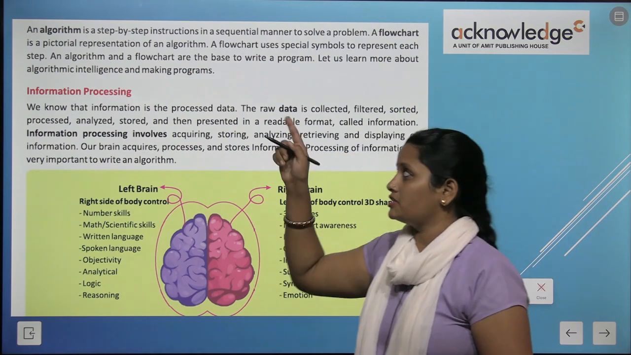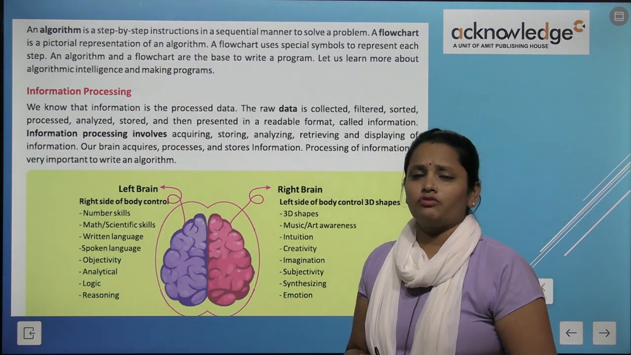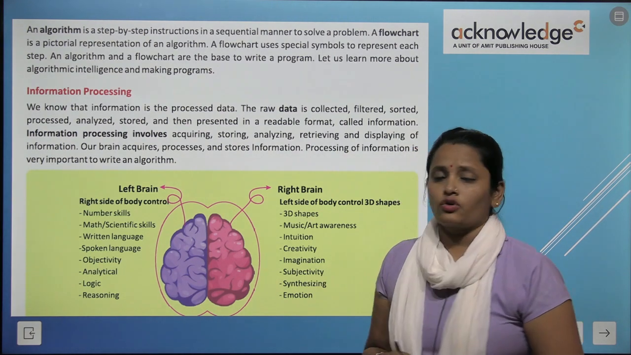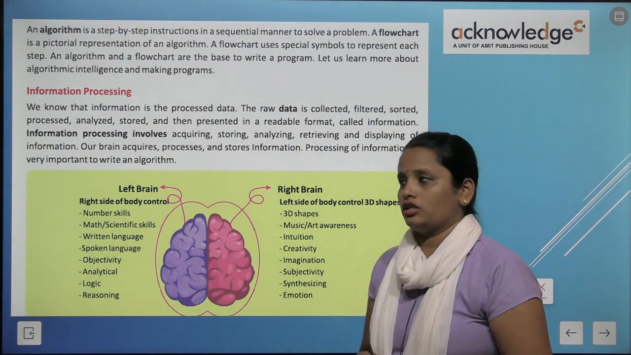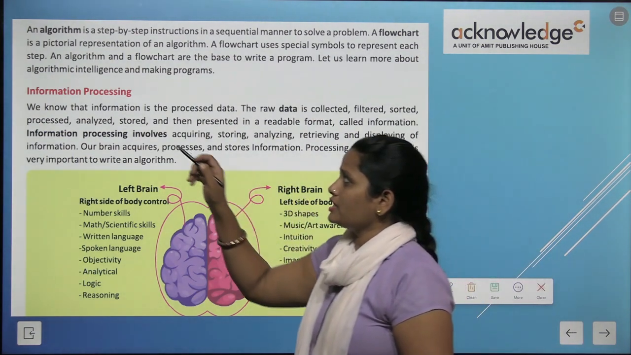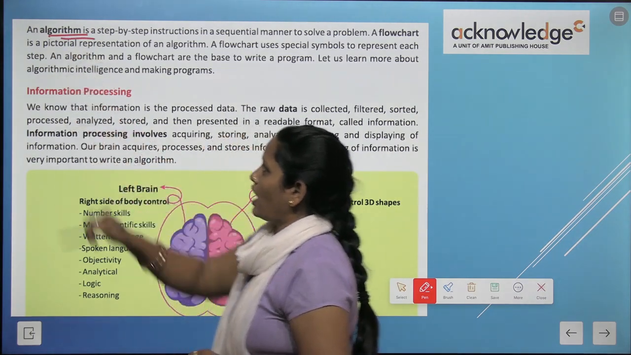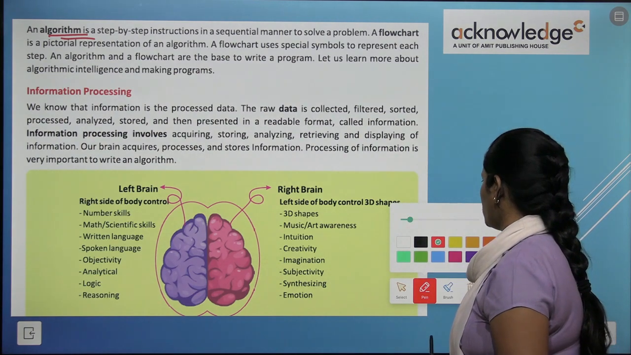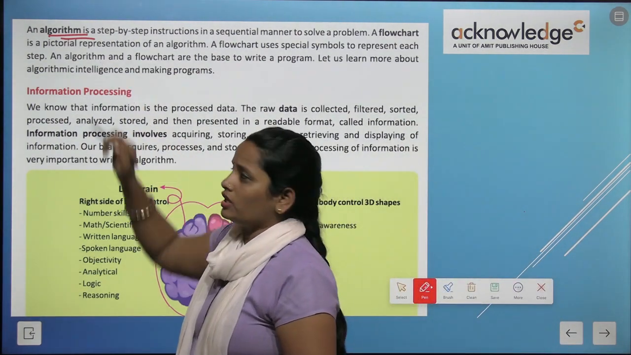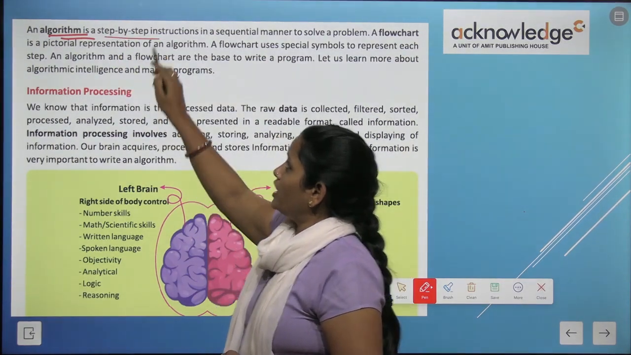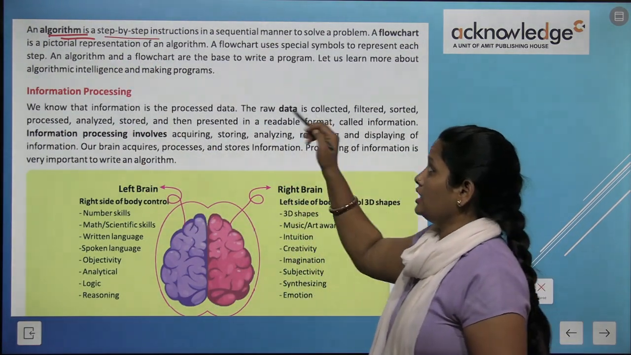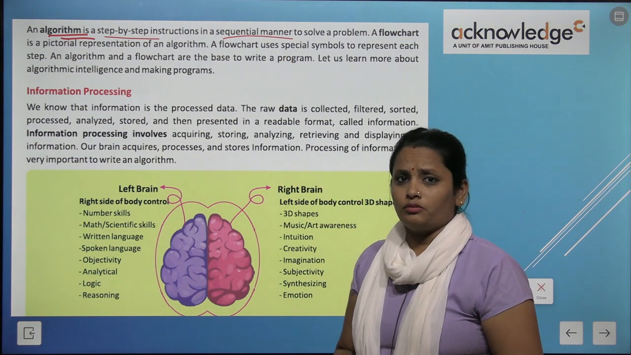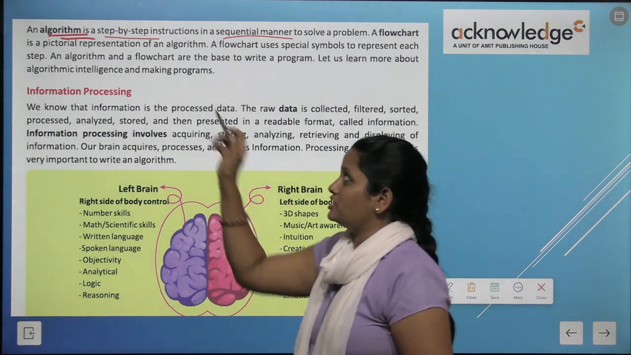So, dear children, here it is written, what is an algorithm? We have already learned about this in our previous class. In this class, we are going to learn some new topics in algorithmic intelligence. So, what is an algorithm? As we do calculation in maths, the same way we do algorithms in computer. So, an algorithm is a step-by-step instruction in a sequential manner to solve a problem. So, for solving a problem, we have to work step by step.